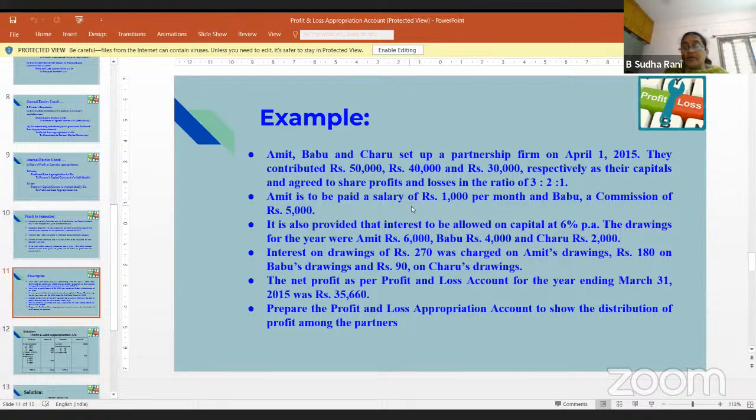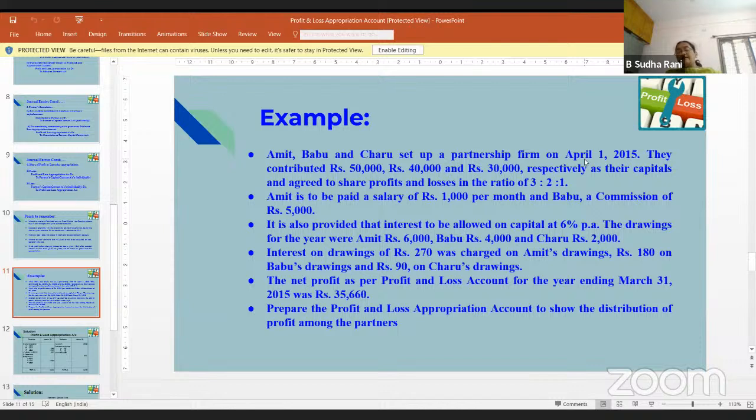See, Amit, Babu, and Charu set up a partnership firm on April 1st, 2015, and they contributed 50, 40, 30 respectively as their capitals. Amit is to be paid a salary of 1,000 per month, and Babu a commission of 5,000. It is also provided that interest is to be allowed on capital at 6% per annum. Drawings of Amit, Babu, and Charu were 6,000, 4,000, 2,000. Interest on drawings of 270 was charged on Amit's drawings, 180 on Babu's, and 90 on Charu's.